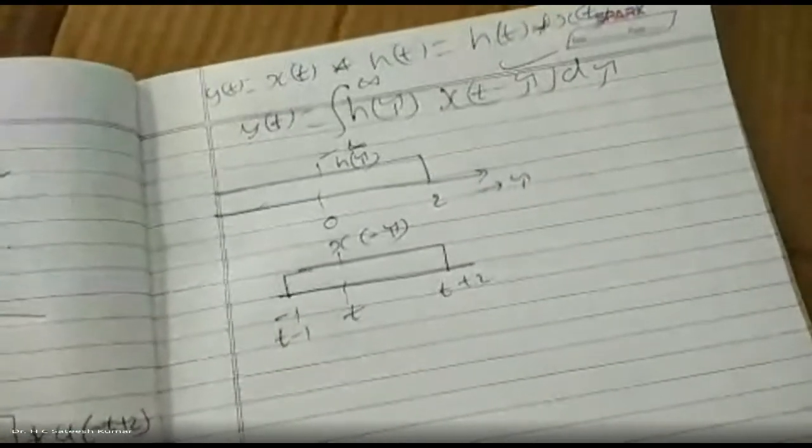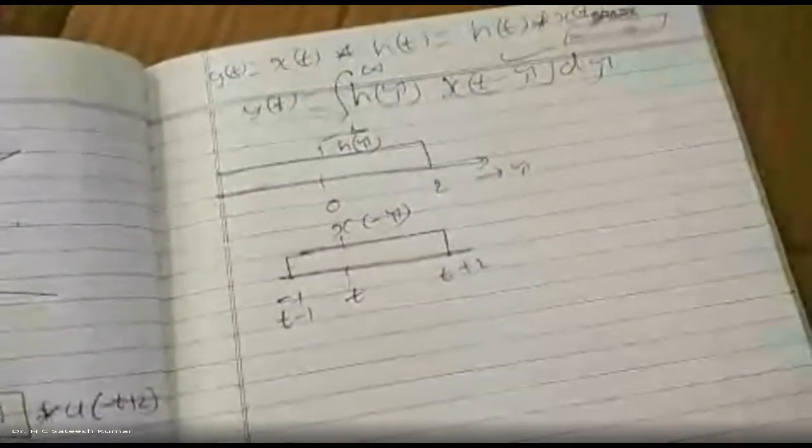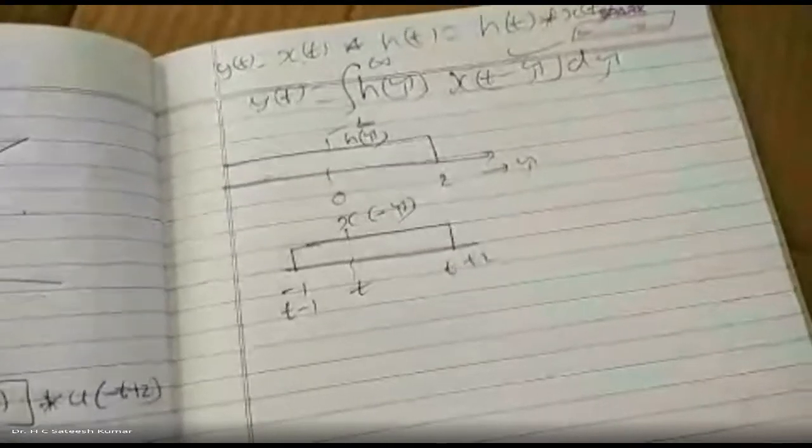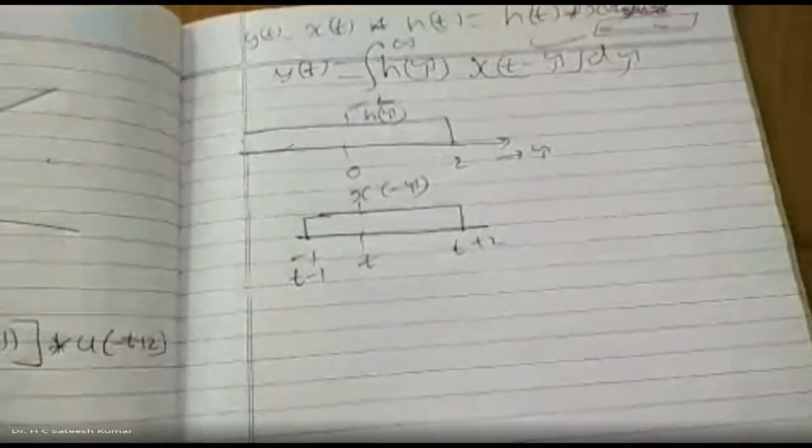So how many cases can you expect? One is infinite, another one is finite. Whenever one is infinite and another one is finite, as per the conditions I have given, in such cases we will get three cases.